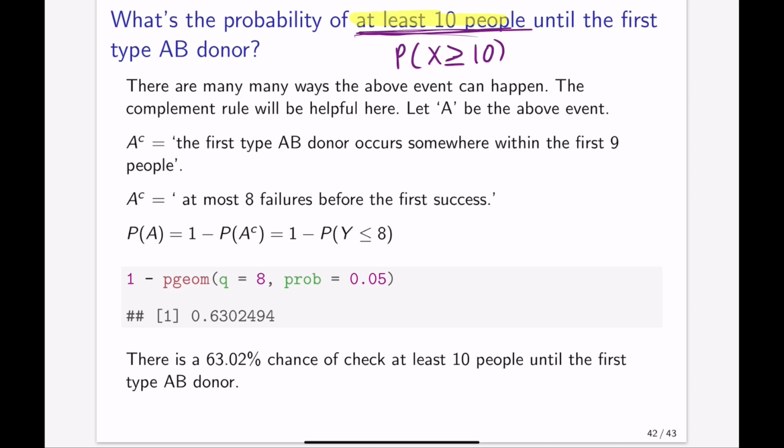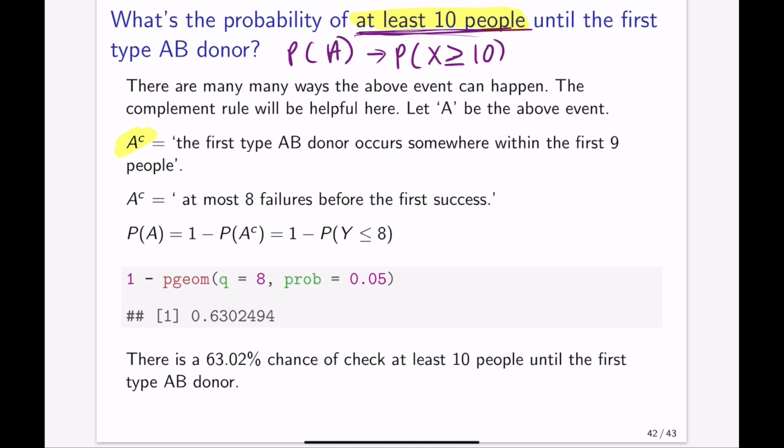So what we're going to do is figure out what's the opposite event, the complement of the event we're trying to find the probability of. We're going to find the probability of the complement, and then we're going to use the complement rule, which is that the sum of their probabilities has to equal 1. So if I'm calling this event A, where I have at least 10 people, then everything else is a complement. Well, what is everything else?